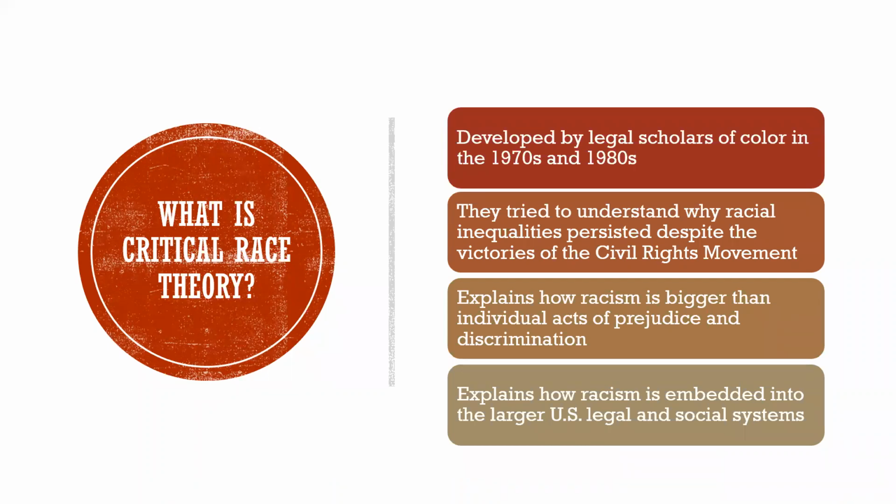So as you see on this slide here, critical race theory, as they said in that video, was developed by legal scholars of color back in the 1970s and 1980s. And these scholars were trying to figure out how, with all of the civil rights victories of the 1950s and 60s, including legislation that was passed and court cases that occurred, there were still racial disparities in the United States. How could racism and that racial divide still be so large after they'd won so many victories? And so they started critically analyzing those laws and those legal cases to try to understand what went wrong, right?